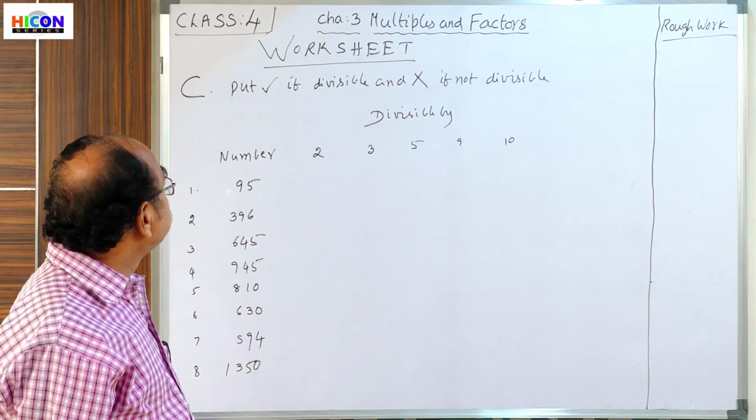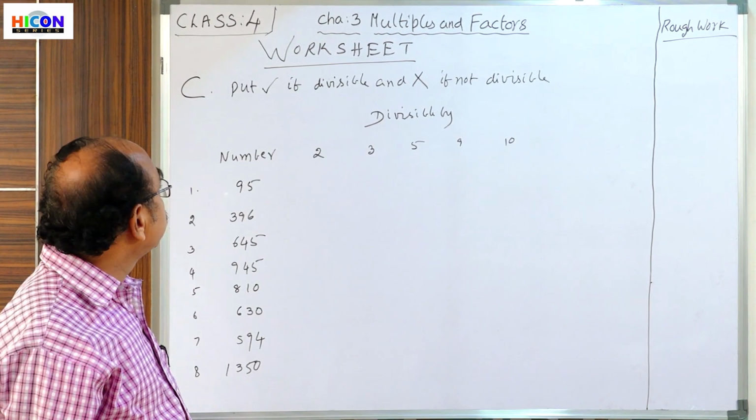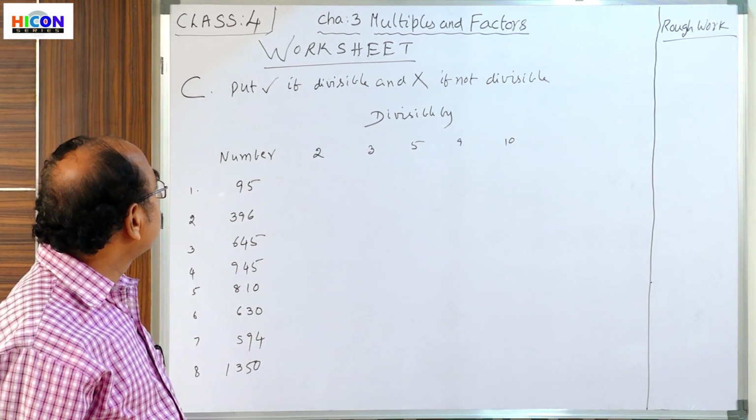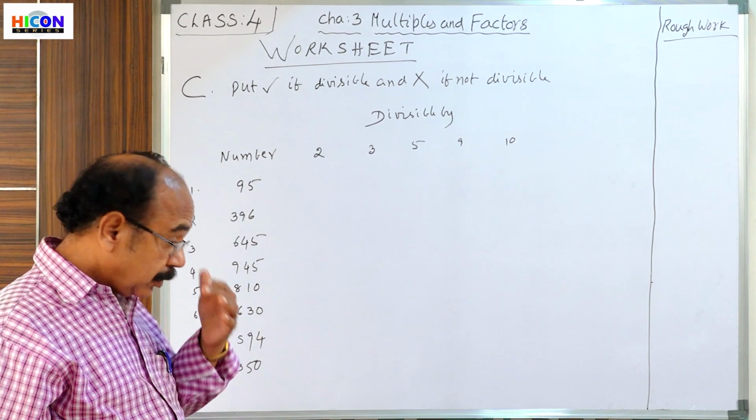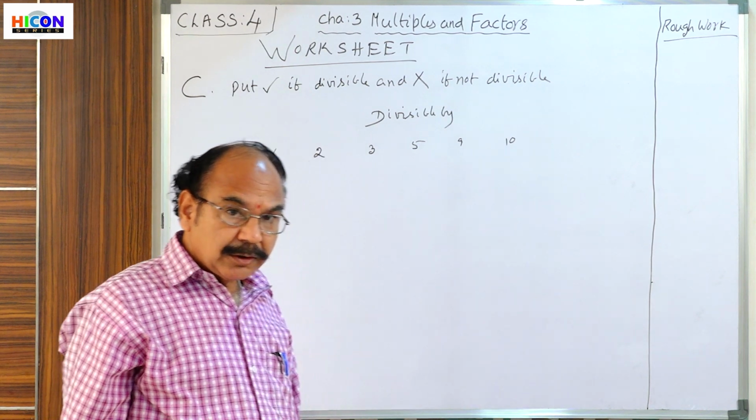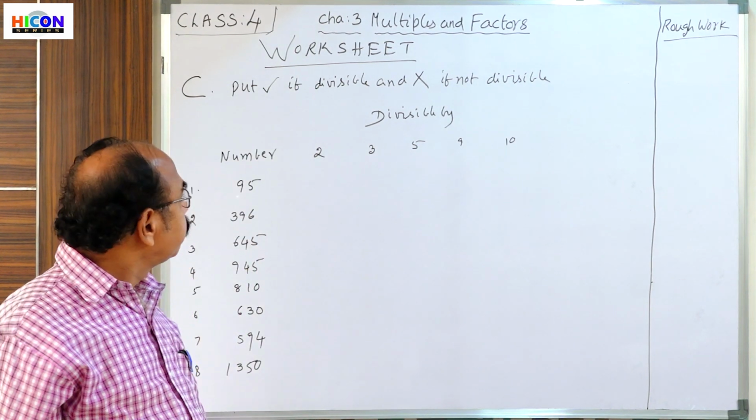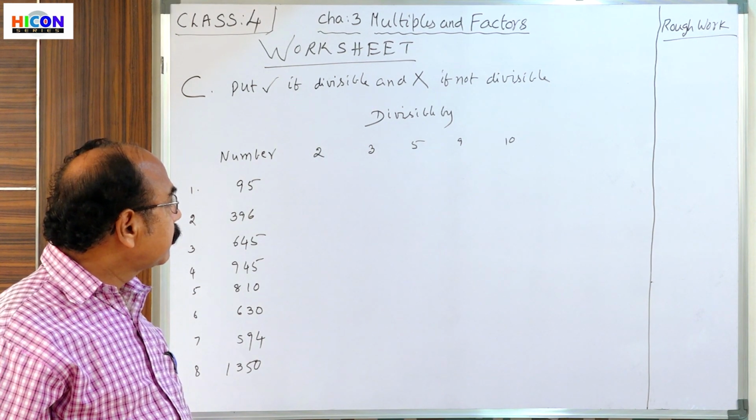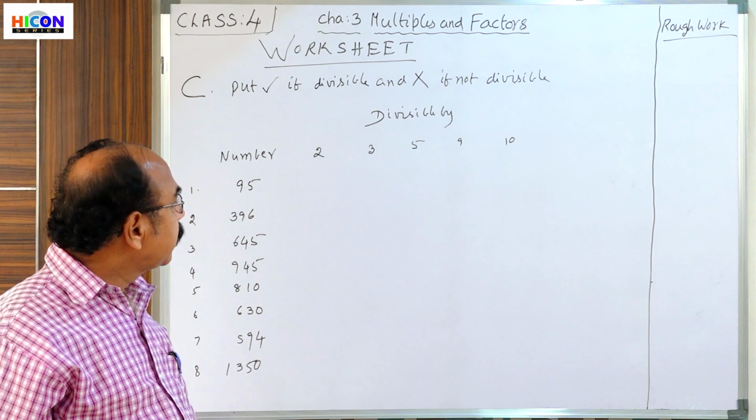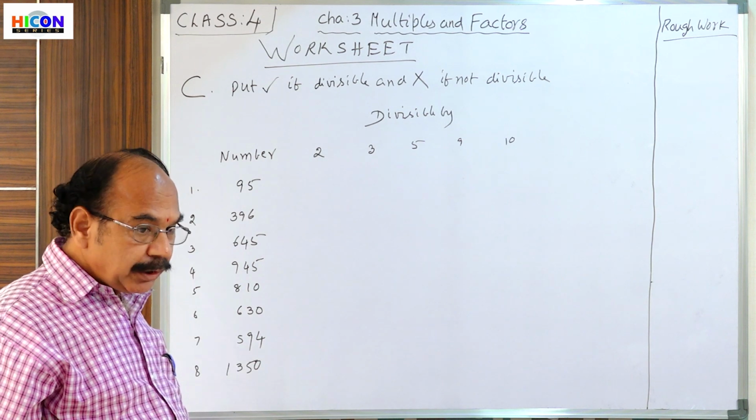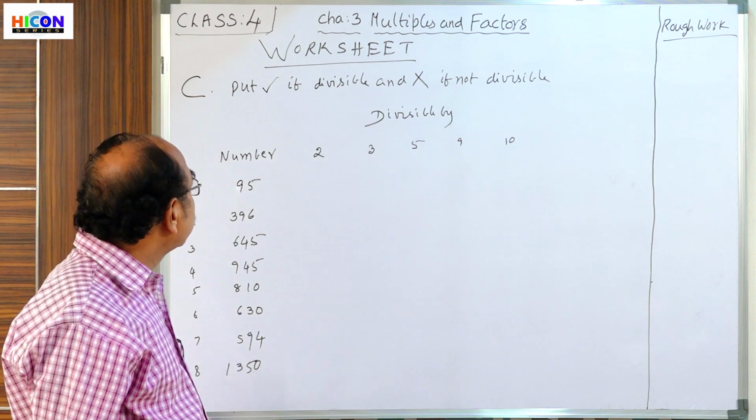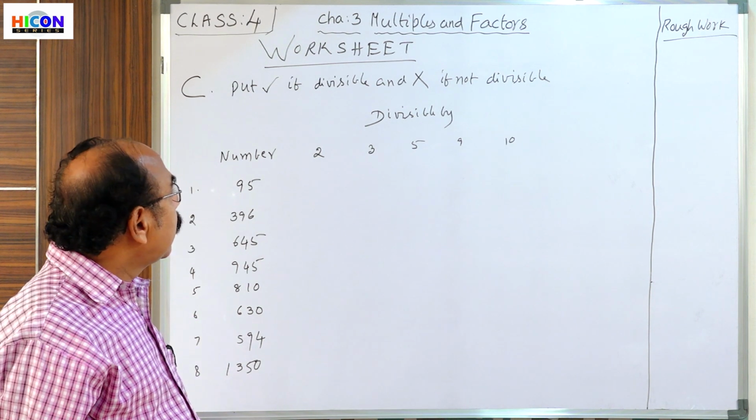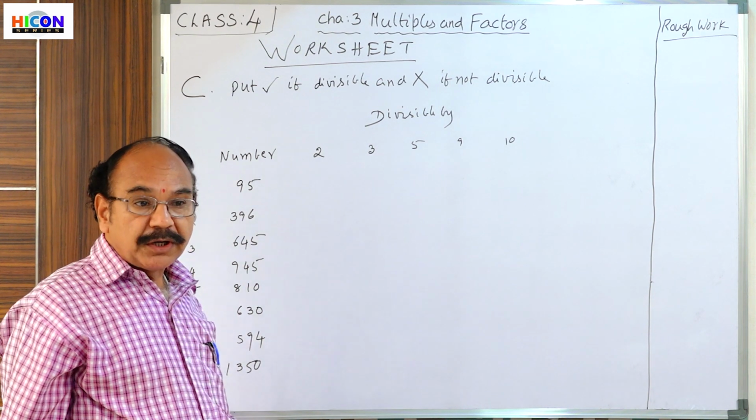Okay, children. See, children, now under section C, one question is given for you. What is that? Here, on the divisibility rules, one sum you take and test your ability in following the divisibility rules. See, children, here put a tick mark if divisible, and a cross mark if not divisible.